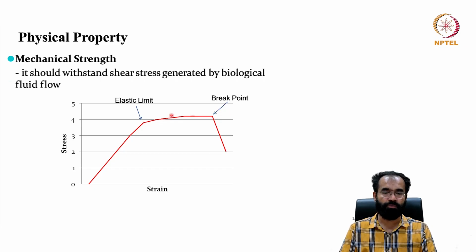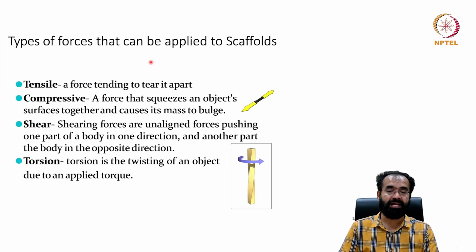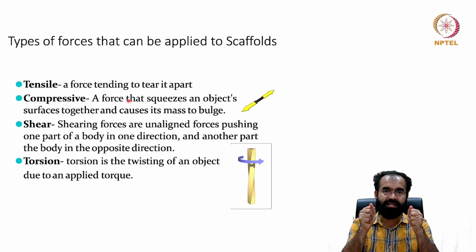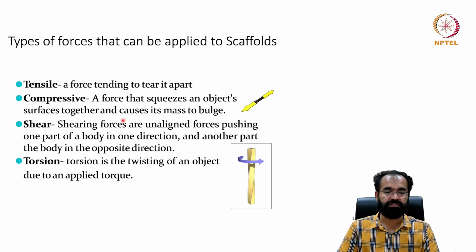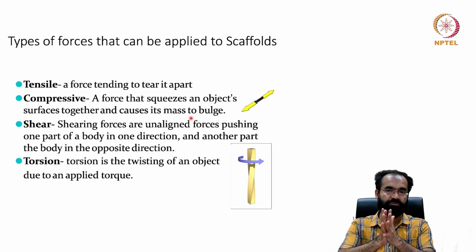So elastic limit to the break point, there is a slight change in the shape. Once you continue to apply strain, the change in shape will not happen, and after that there will be a break point where it will lose its so-called elastic property. And types of forces that can be applied to the scaffold, different types of forces are applied to test whether the scaffold is good or not. Tensile force, a force tending to tear it apart, like you take a paper and try to tear it, that is the tensile strength. Then compressive strength, a force that squeezes an object surface together to cause its mass to bulge. You're pressing something, you take something and try to press it, how much force it can take.